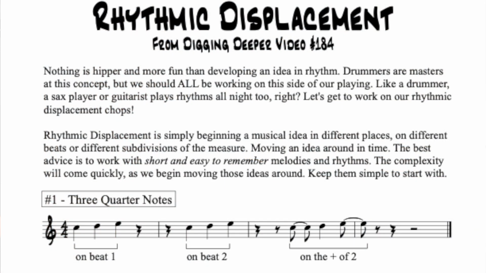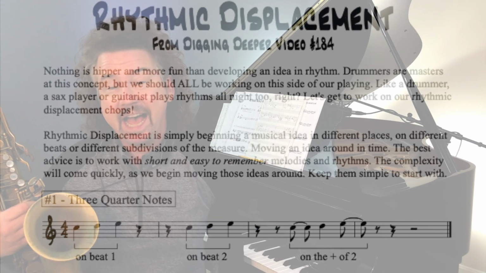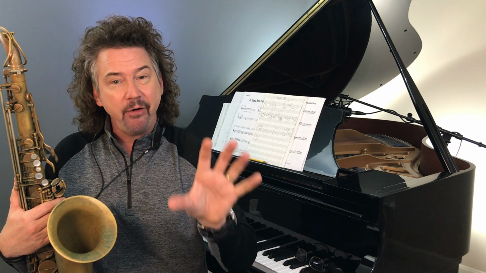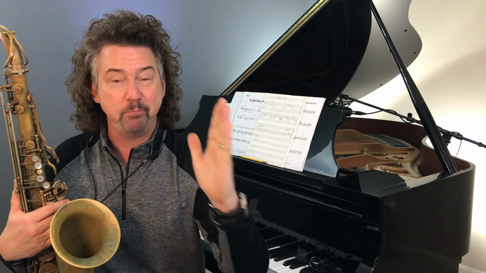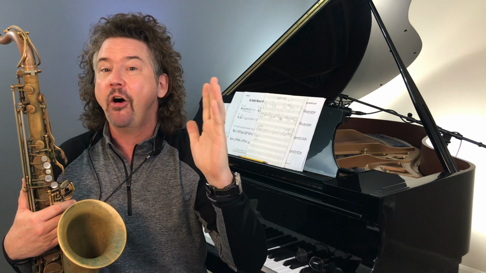On the sheet, we see 3 simple notes. That is my brilliant idea. So now, how do we move that around in time? What I'm going to do is set a metronome that's beeping or making a different sound on beat 1.